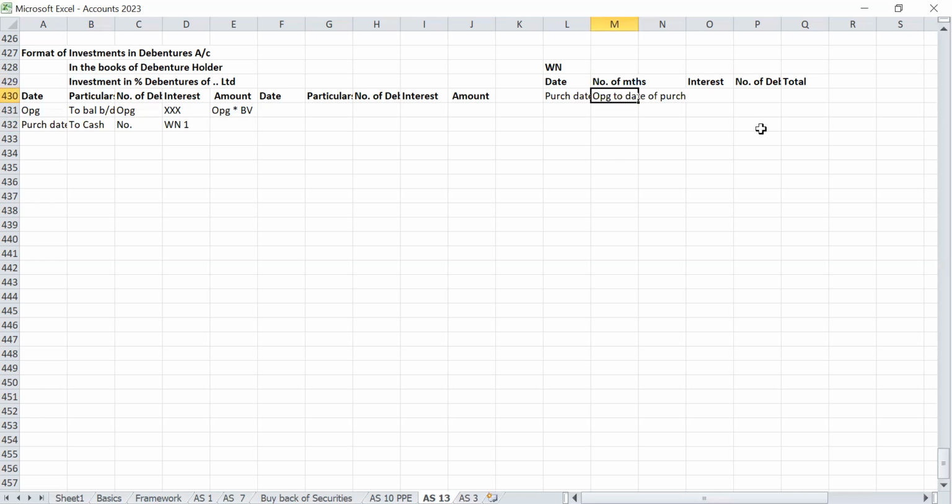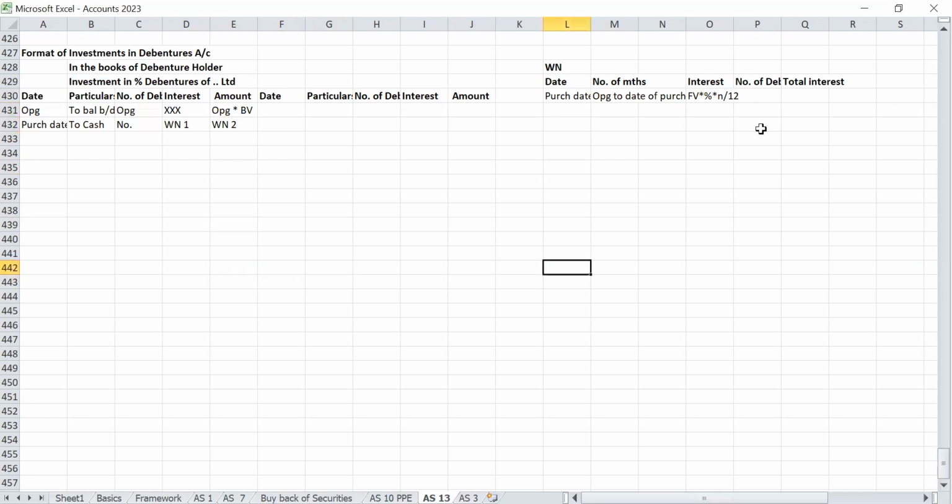Number of months. For that, interest per debenture will be face value into percentage into n by 12, where n is the number of months. Then the total number of debentures gives total interest. This we have to compute. Then we also have to compute cost. So working note number 1 is for interest, working note number 2 is for cost.